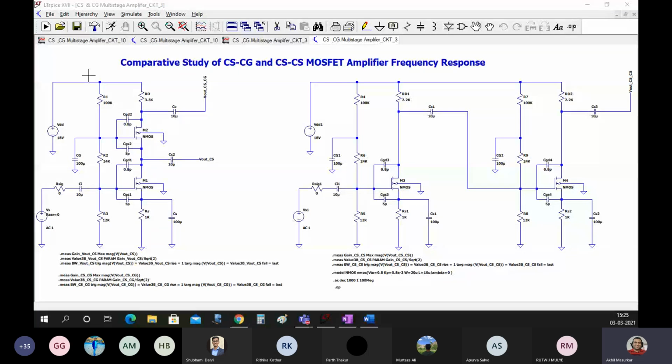So if you have first drawn this circuit both side by side, then just let me know. Just put that in the chat box first. I want to see this comparative study of CSCG and CS MOSFET amplifier. So both these will be a part of CSCG experiment only.